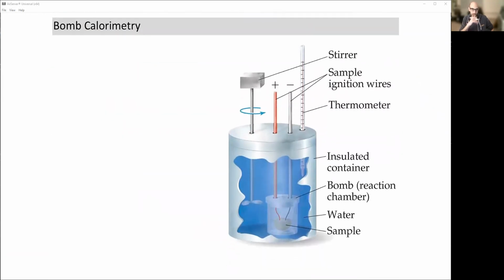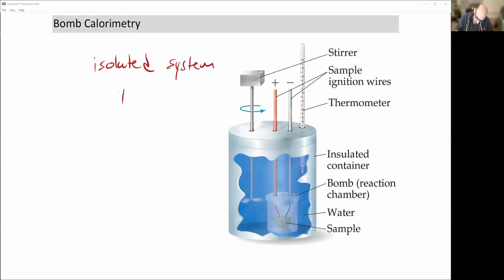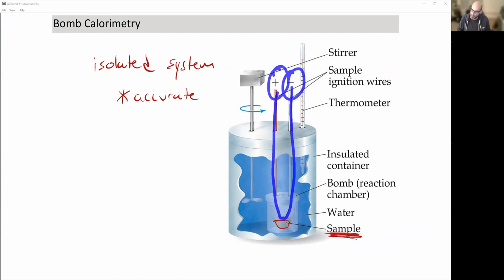So a bomb calorimeter is much different. A bomb calorimeter is an isolated system, making it super accurate, because of any energy loss. We have this little sample down here, and there's the sample that's going to be ignited. You can see it has like this little charge, and these are neat to use. So you can essentially trigger that with a little electrical impulse, and you can light the sample on fire.